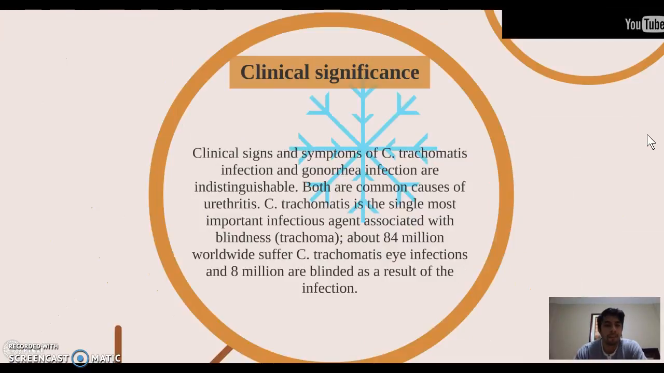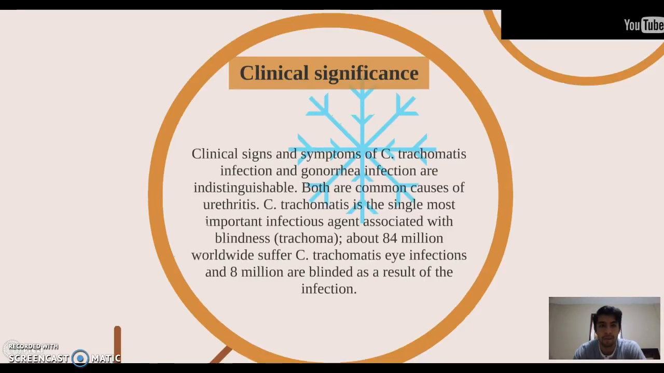Clinical significance. Clinical signs and symptoms of Chlamydia trachomatis infection and gonorrhea infection are indistinguishable. Both are common causes of meningitis. Chlamydia trachomatis is the single most important infectious agent associated with blindness, through trachoma. About 84 million people worldwide suffer Chlamydia trachomatis eye infections, and 8 million are blinded as a result of the infection.